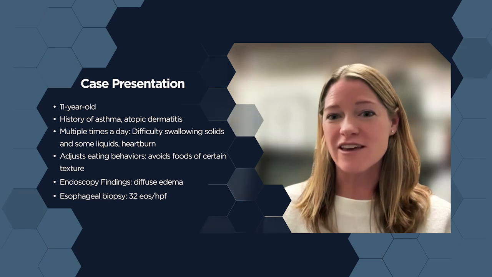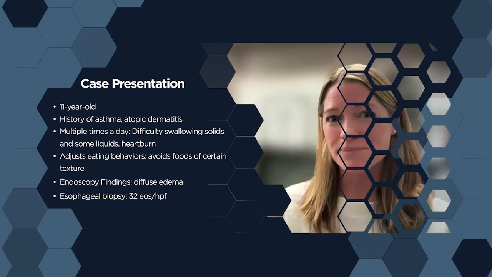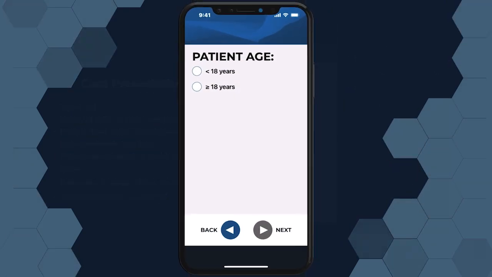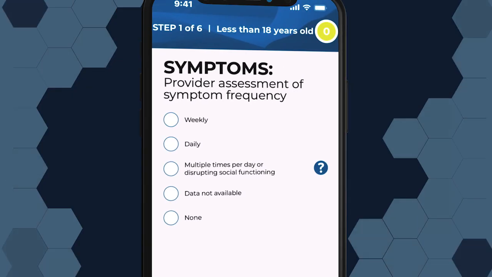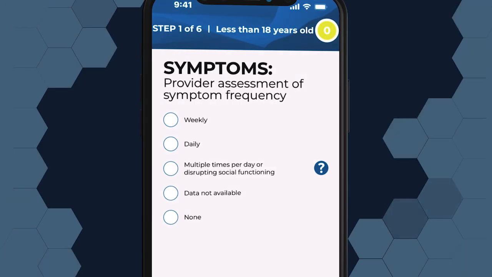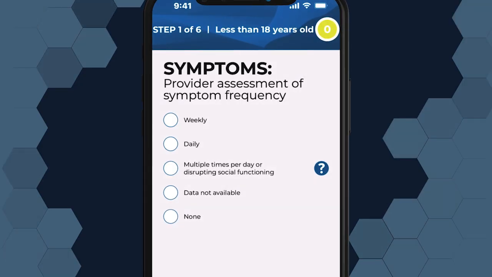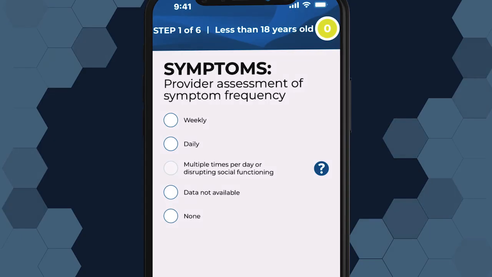Let's see what this case looks like when entered into the I-SEE app. First, we select the age group of our 11-year-old patient. Disease features may be weighted differently depending on this metric. The next screen is symptoms, where we add the reported difficulty swallowing, compensatory behavior of avoiding foods, and heartburn, all of which happen multiple times per day.